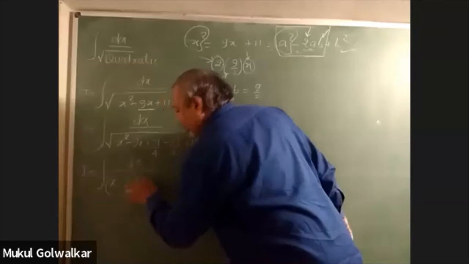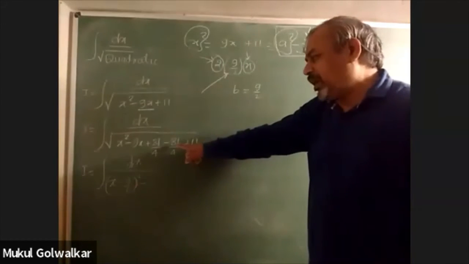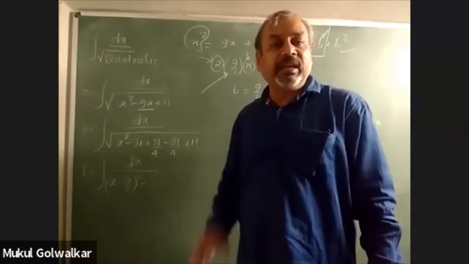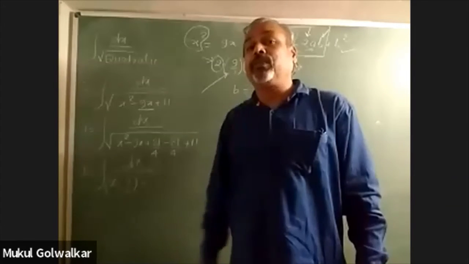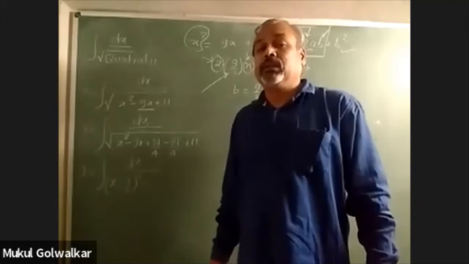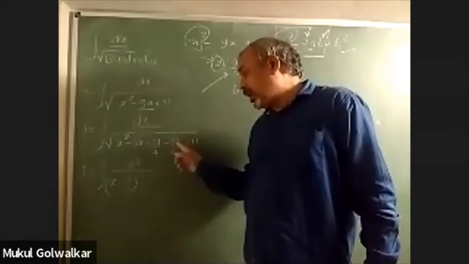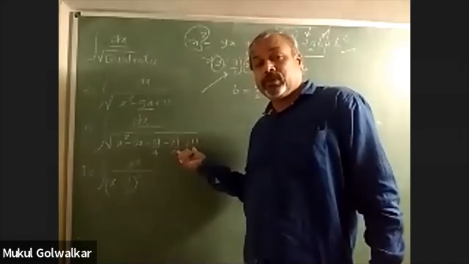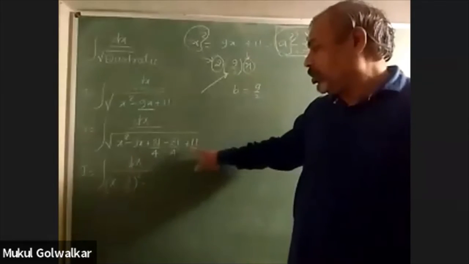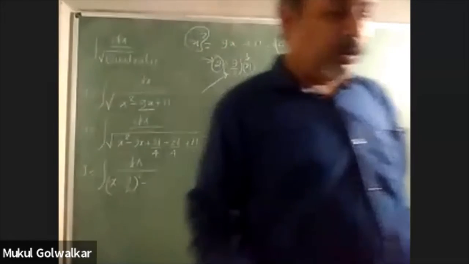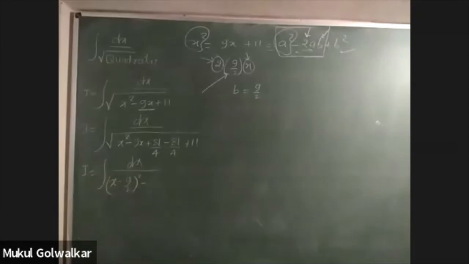Simplification of this can be written as dx upon under root of x minus 9 by 2 the whole square, and then the constant. I always lay emphasis that simplification of these terms should be properly done. There should not be any mistake in sign. If you commit a mistake in sign, the final answer will be drastically different. So please go for proper simplification. What is the answer when you simplify minus 81 by 4 plus 11? All students, please simplify and tell your answer to me.